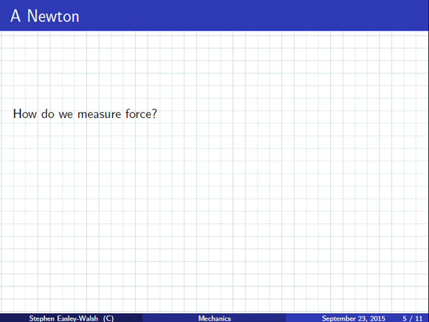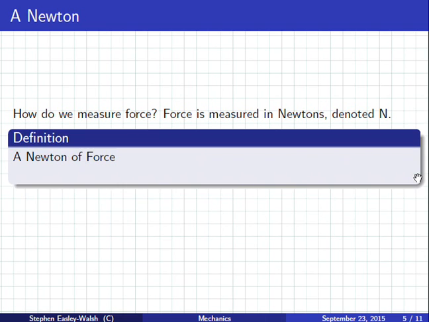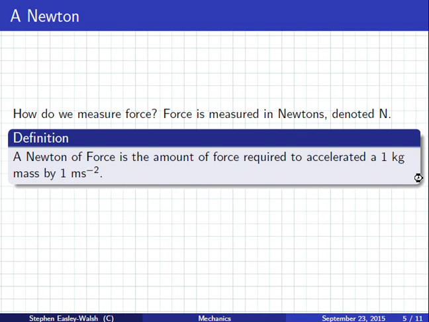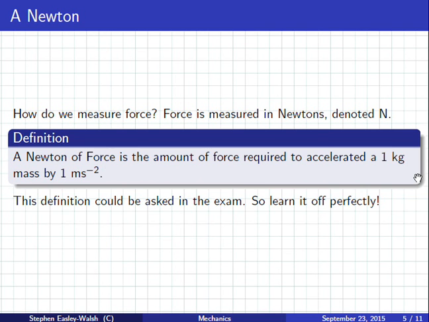So how do we measure force? So our next question. Well, force is measured in newtons. This is the unit we use, and the letter for newton is N. So a newton of force is the amount of force you need to accelerate 1 kilogram by 1 meter per second squared. So this definition has been on the exam. Oh look, I even say it there. It could be asked in the exam, and it has been asked in the exam. So this is an important definition.